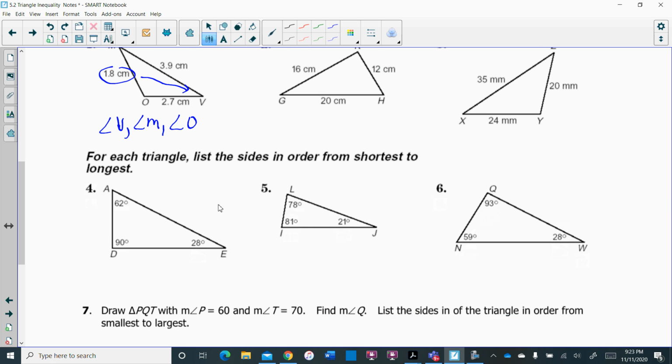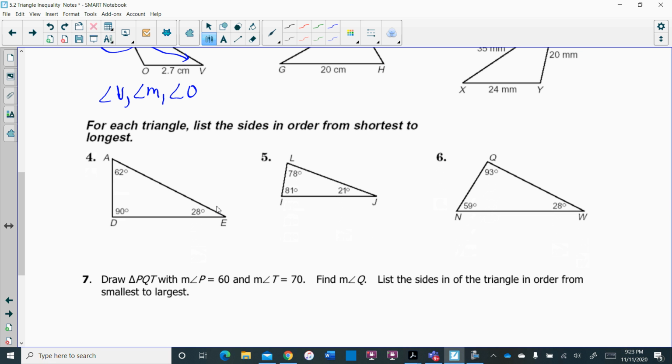Then we're going to do the same thing, vice versa, with the side lengths. On the side lengths, I'm going from shortest to longest. To get the shortest, you have to find the shortest angle. So here's my shortest angle, go across. That would be AD. Then the next shortest would be the 62, go across. That would be DE. And the longest would be the 90, go across. That would be AE.